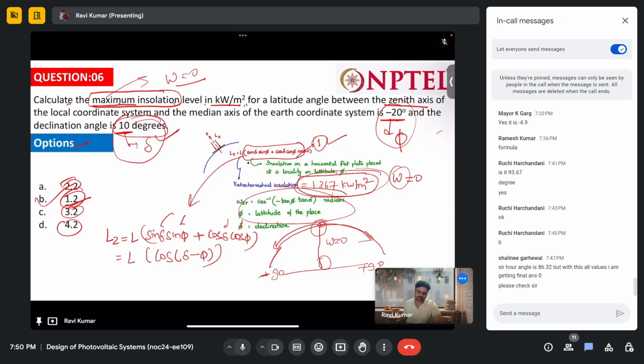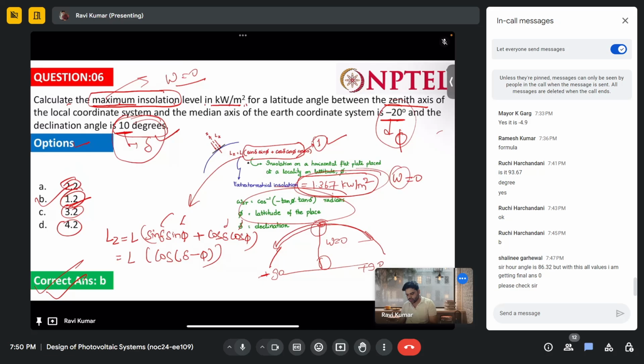Any confusion? It is not saying maximum insolation in a year or across a year. It is saying at a particular condition, at a particular site, when the phi and delta are given. So 1.2 will be the answer here. Okay, next question is simple.